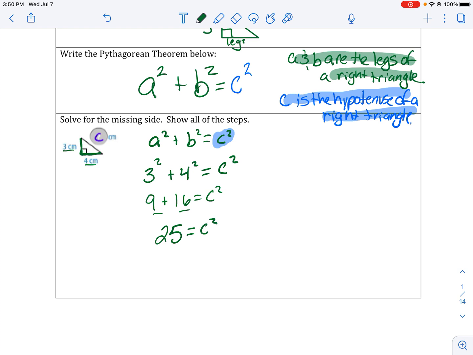Now I need to solve for c. I need to undo the squared. The inverse operation of squaring, which we learned about in chapter 2, is square rooting. What you do to one side of the equation, we also have to do to the other. When I square root something squared, I'm left with the base. Before, when we square rooted equations, we had two answers, a positive one and a negative one. This time, we're only going to get one answer because we are dealing with the length of a side of a triangle. Length is always positive, so we only get the positive number here, so C equals 5. And there are all my steps for solving.